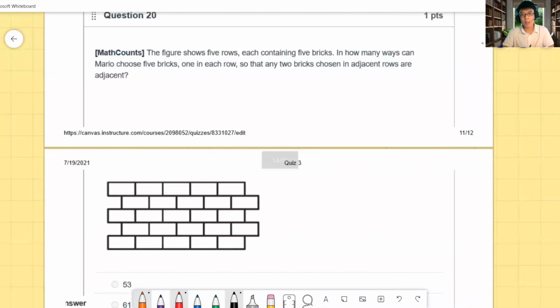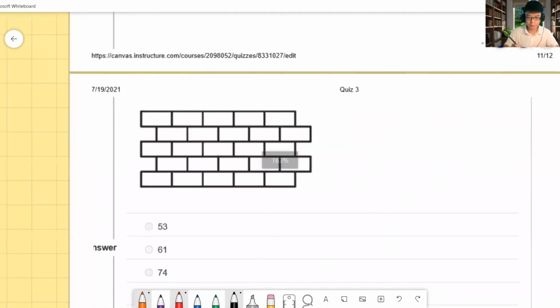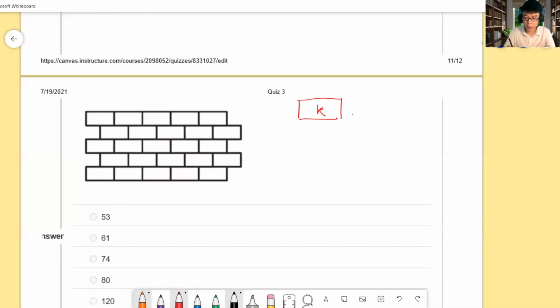For each brick, let me mark a number. The number determines how many ways Maria could arrive at this brick. Suppose for a certain brick, I mark a number K. That means there are K different ways to arrive at this brick.